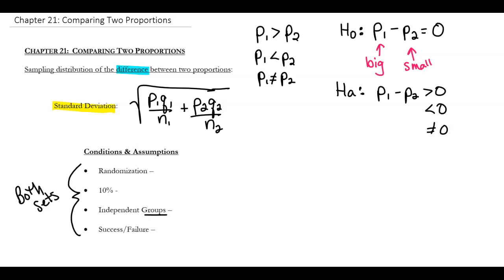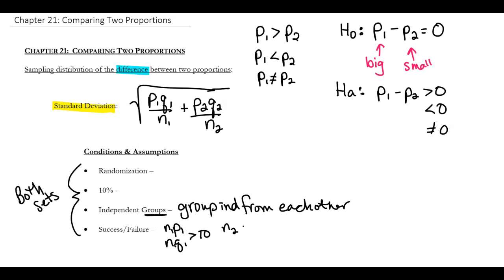And then independent groups means the groups are independent from each other, which kind of makes sense. Okay. And so for success/failure, make sure that you check np and nq are greater than 10 for the ones. And then you also have to do it for the twos. Oops, that's supposed to be a p.